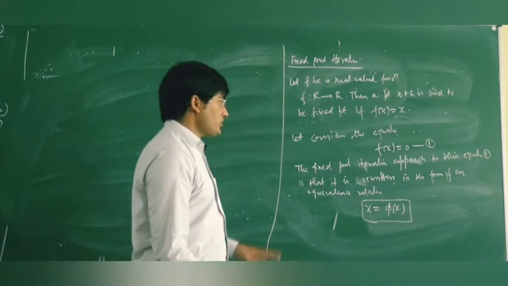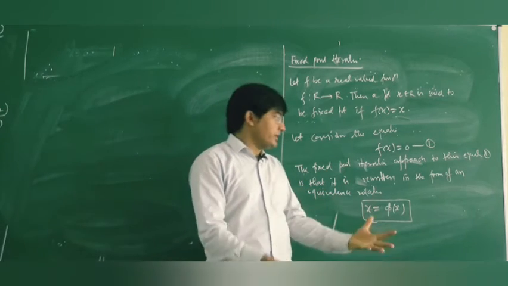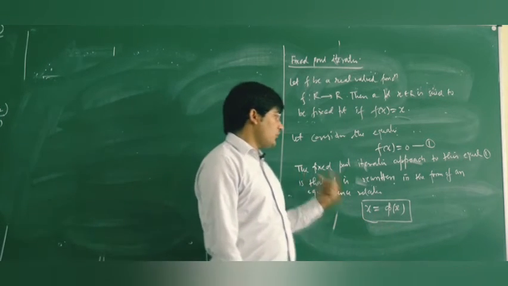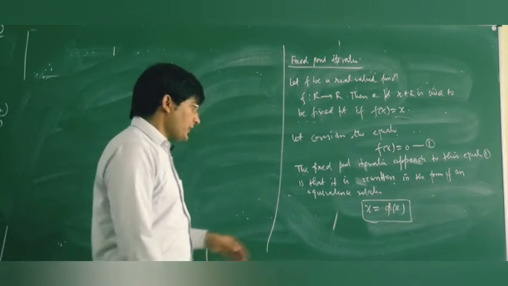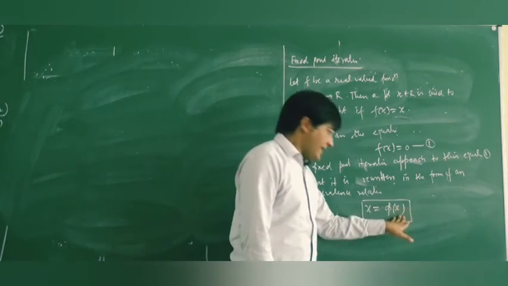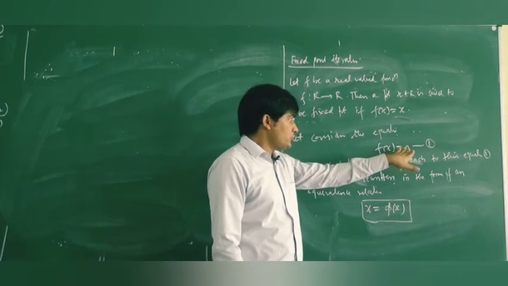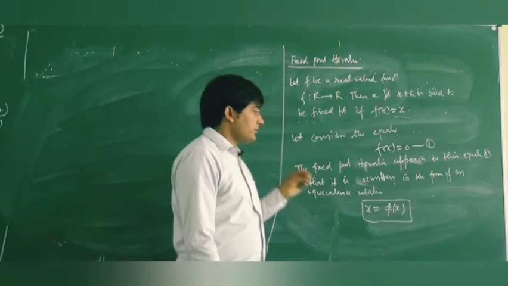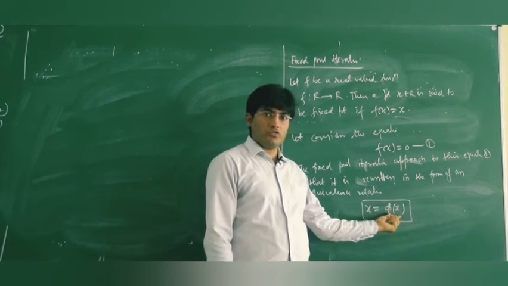So the fixed point iteration approach to this equation 1 is that it is rewritten in the form of an equivalence relation, which is your x equal to phi of x. Here this phi of x is known as your iteration function. The problem of finding the root of equation 1 becomes finding the fixed point of this iteration function phi x.